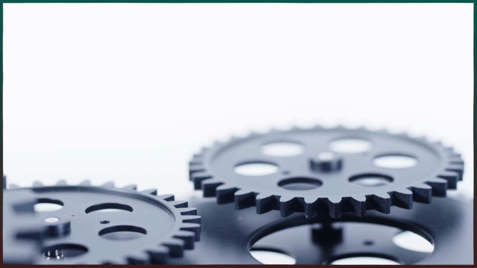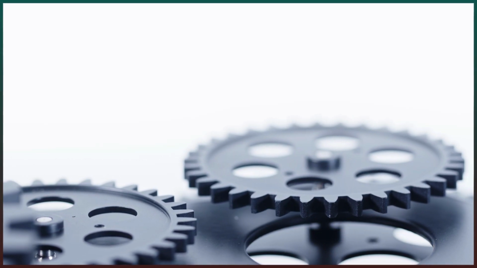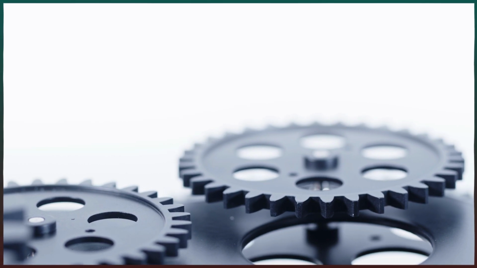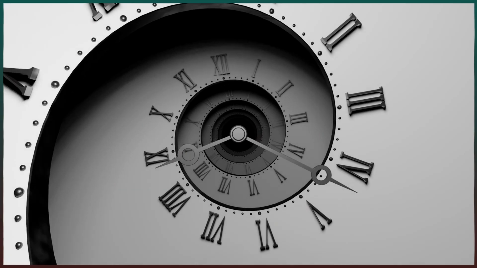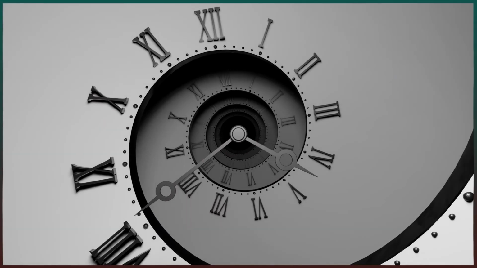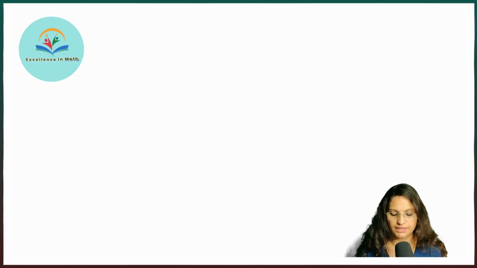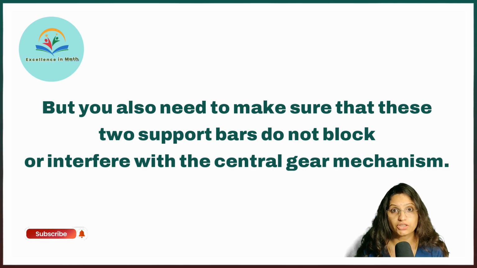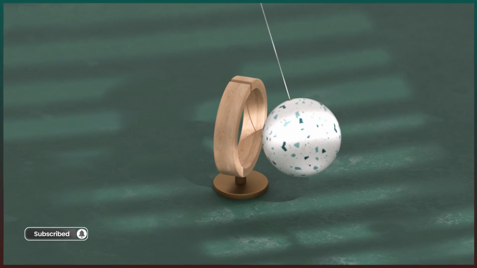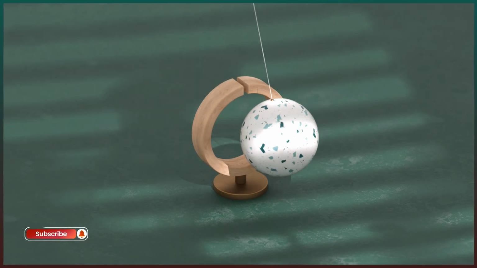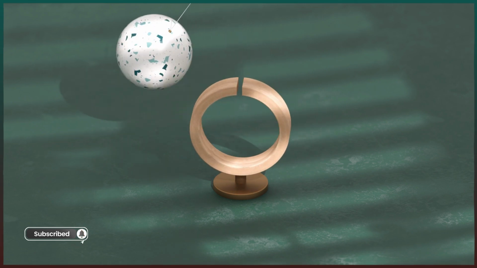Because they are identical, they are equal in length, which makes them equal chords. Clear? Now, you need to place the clock's motor and hands at the exact center. But you also need to make sure that these supporting brackets do not block or interfere with the central gear mechanism. You might worry, will one of these brackets block the motor in the middle?